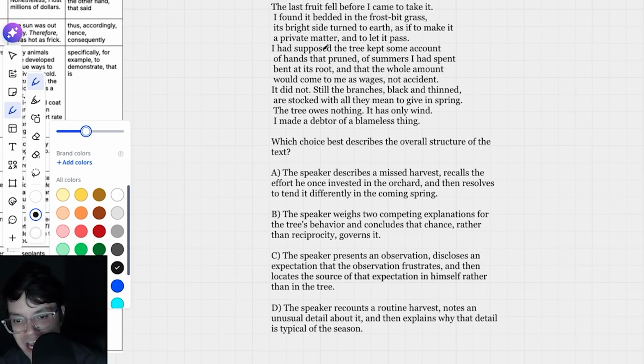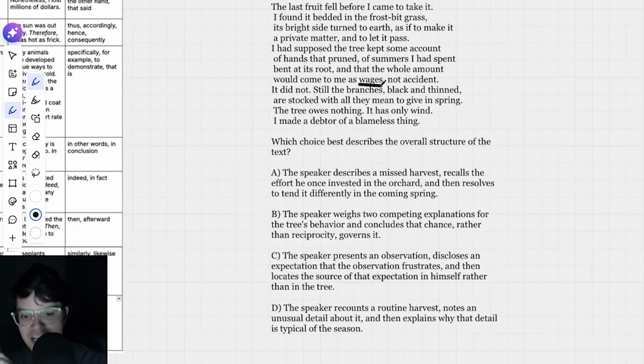"I suppose the tree kept some account of the hands that pruned, of summers I had spent bound to root." So basically it's saying here that this guy assumed that the tree had a memory of people who were pruning it, taking the dead branches off, doing good stuff to it. "And that the whole amount would come to me as wages." So it's wages. That's something like money, something good. So he's assuming that he would get a reward for the fact that he was pruning and doing good stuff to the tree.